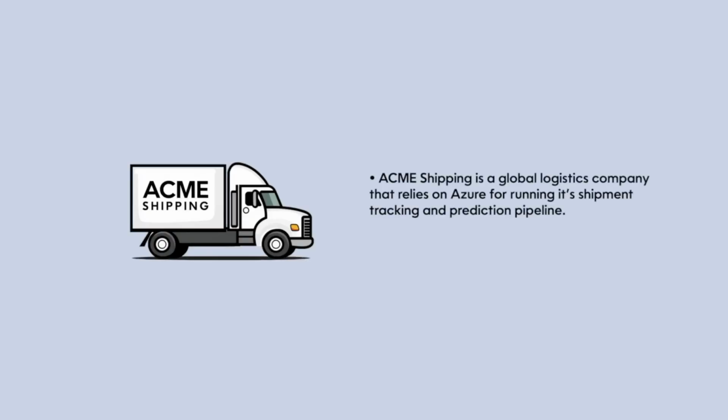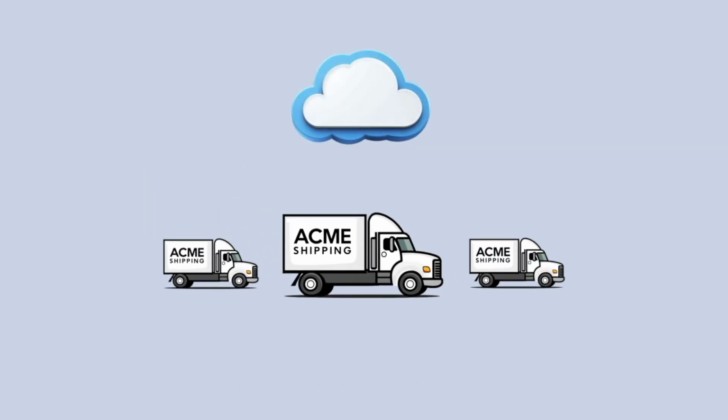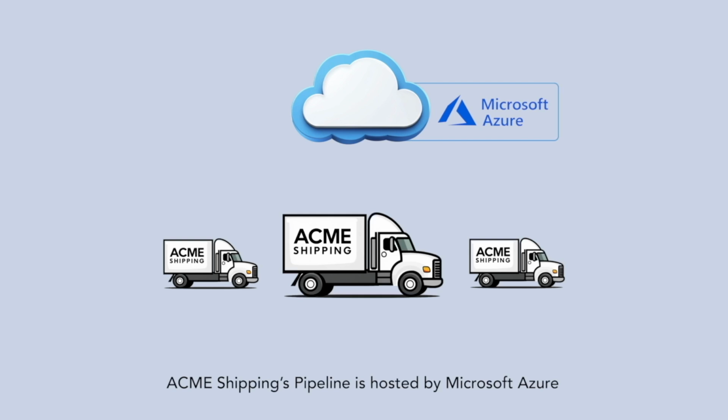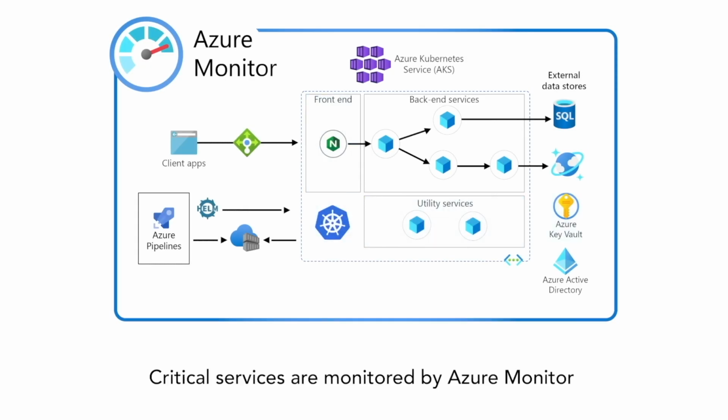Acme Shipping is a global logistics and delivery services company. Today, we're demonstrating how their SRE team is using Hawkeye, an agentic SRE to reduce incident response time and reclaim troubleshooting time. Acme uses Microsoft Azure pipelines to deploy code to production and relies on Azure Monitor to keep an eye on those production systems.